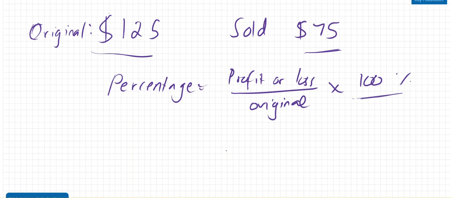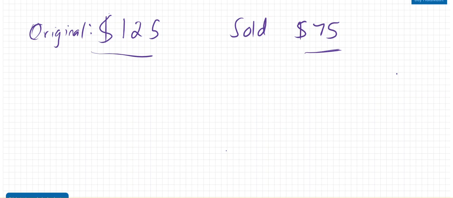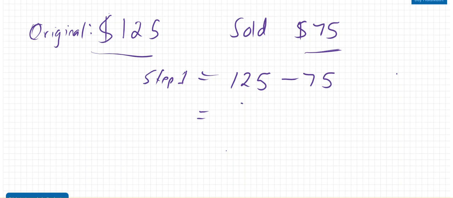So basically there's two steps involved. First is, what's the profit made or the loss made? Write it as a fraction over the original value, and then just times it by 100. So let's try this with this question. So original value is $125. Step 1 is, what's in this case the loss? So $125 take away 75, which leaves us with $50. Okay, so that's the loss that was made, so $50.